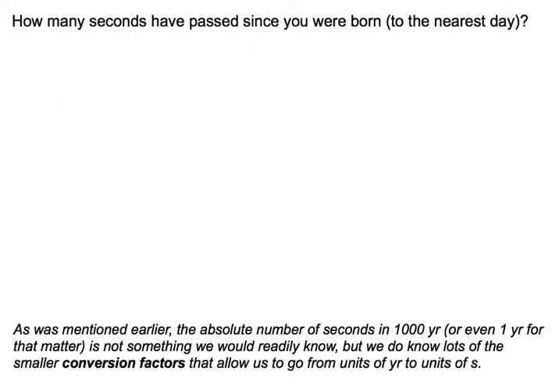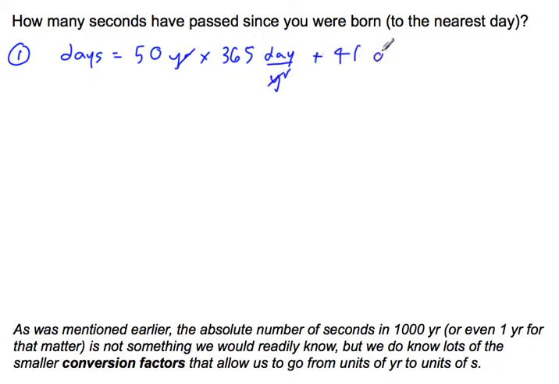The first step is I'm going to convert from years to days. So I want to find days. And I just turned 50. So I have 50 years times 365 days per year. So years divide out. And I'm going to add to that how many days, because I just turned 50 about a month ago. So it's another 41 days. So when I do the math on that one, I end up getting 18,291 days. So I'm 18,291 days old, but I want it in seconds.